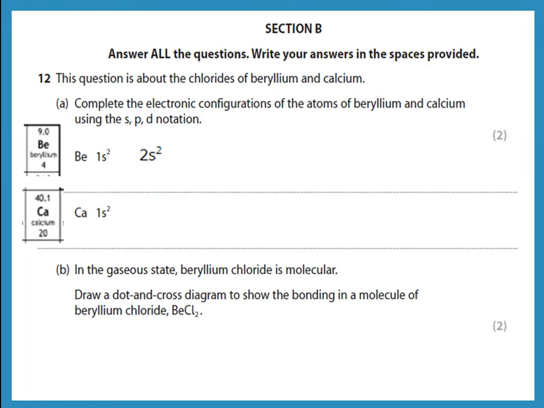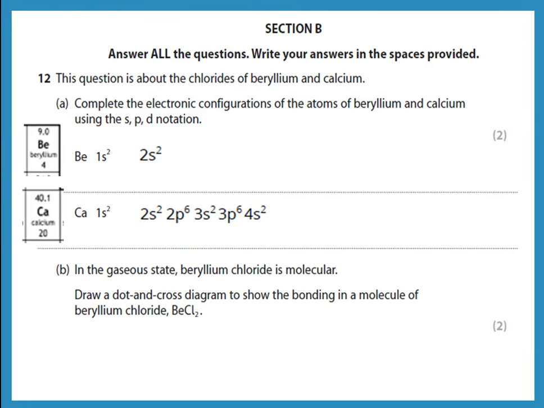Now, calcium, I look at the periodic table and I find that calcium has 20 electrons. And remember, how do we distribute them? 1s2, 2s2, 2p6, 3s2, 3p6, 4s2. That is the distribution of electrons. If I have any more, I put them into the 3d, which takes up to 10. If I have any more, I put them into the 4p and so on.